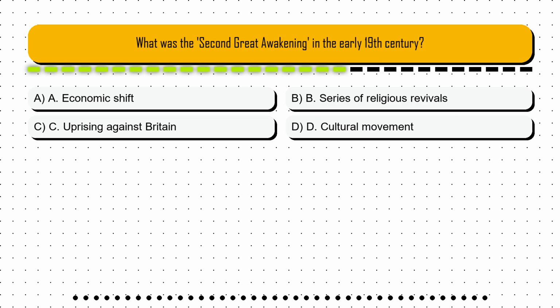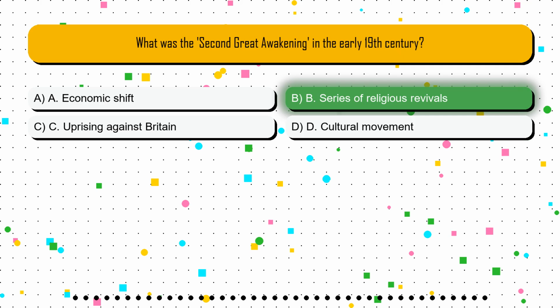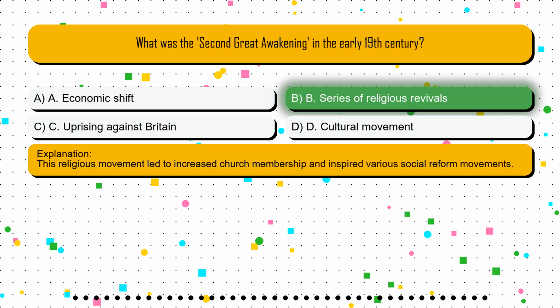Question 37. What was the Second Great Awakening in the early 19th century? Option A, economic shift. Option B, series of religious revivals. Option C, uprising against Britain. Option D, cultural movement. The correct answer is option B, series of religious revivals. This religious movement led to increased church membership and inspired various social reform movements.